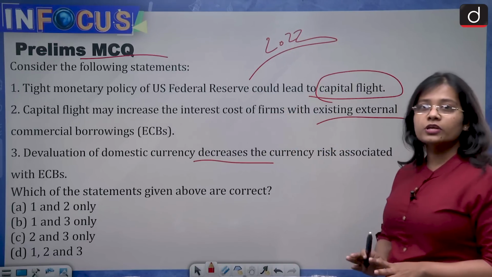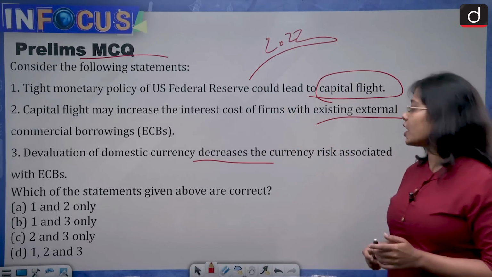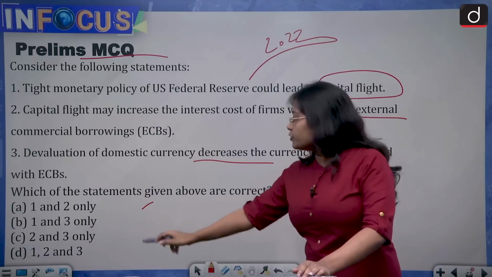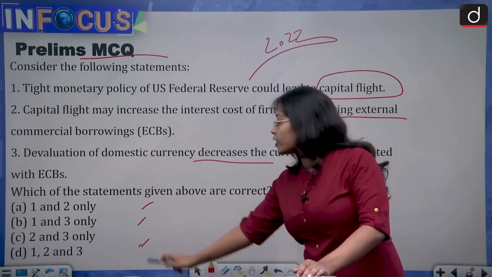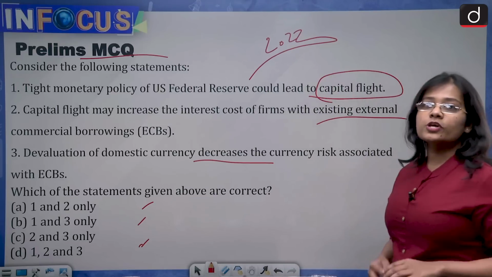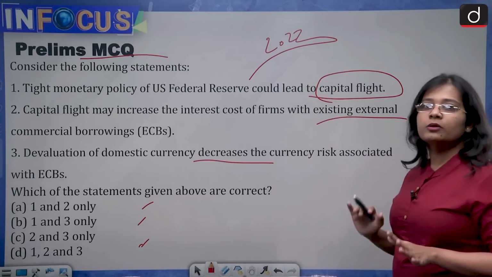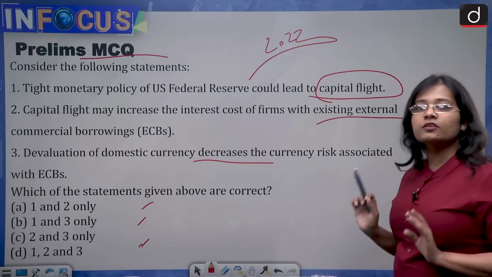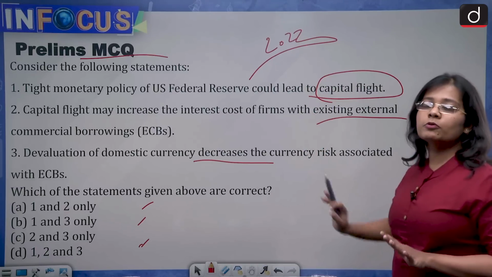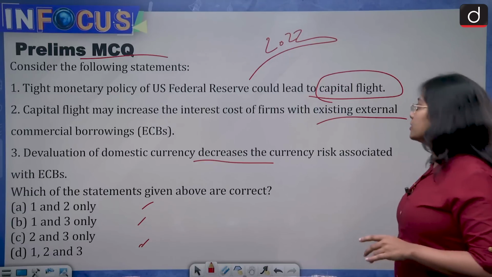You can read carefully and give the answer. The codes are: 1 and 2 only, 1 and 3 only, 2 and 3 only, 1, 2 and 3. And you need to tell me the answer in the comment section. Very good question, I would say, when it comes to conceptual clarity. If you have the conceptual clarity, then only will people be able to solve this one.